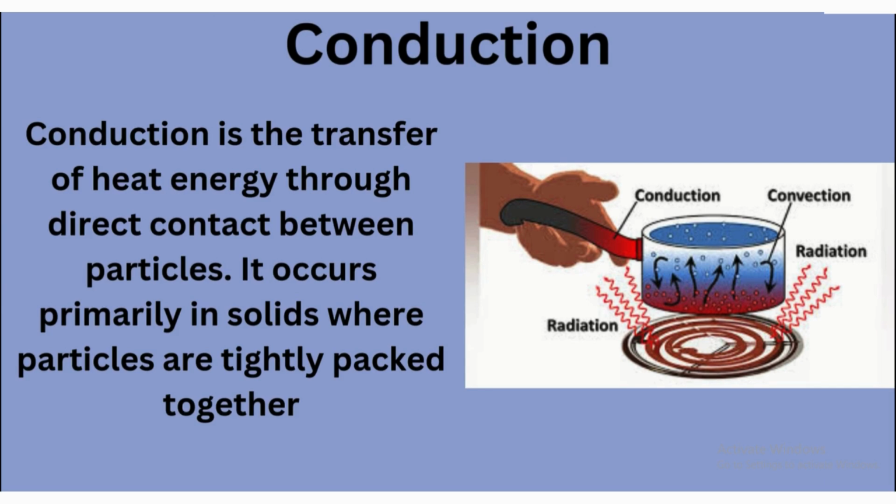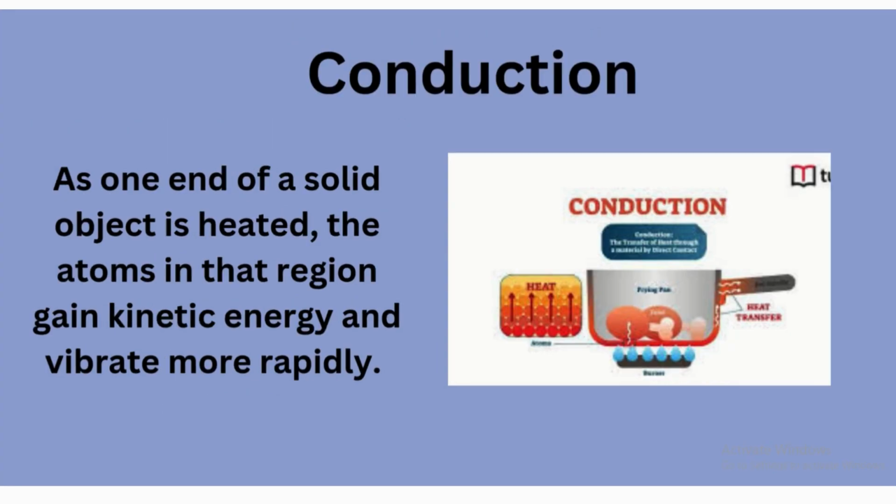This can be explained with the help of an example: as one end of a solid object is heated, the atoms in that region gain the maximum kinetic energy. And when they gain the maximum kinetic energy, they will vibrate more rapidly, right? So it means that the thermal or heat energy is conducted to the handle of the pan.